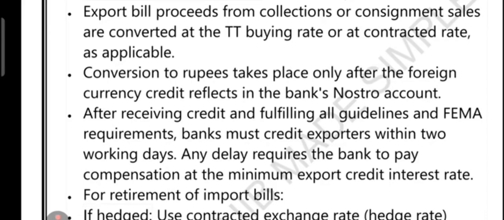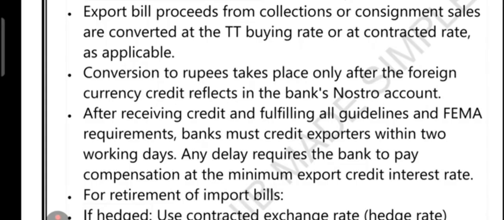So we are talking about conversion to INR, right? At the TT buying rate or the agreed rate. So suppose export proceeds are received from collection or consignment sale, they are converted into INR at the TT buying rate or the agreed rate. But conversion will only happen once the foreign currency credit actually happens in the nostro account, right?